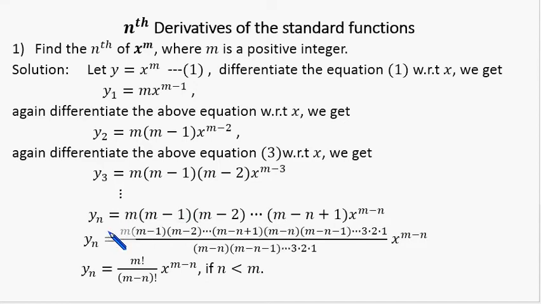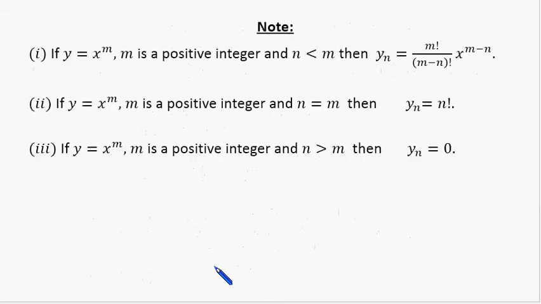So it can be rewritten as m factorial divided by m minus n factorial into x to the power of m minus n, if n is less than m. Note that if y is equal to x to the power of m, where m is a positive integer, and if n is less than m, then yn, the nth order derivative of x to the power of m, is equal to m factorial divided by m minus n factorial into x to the power of m minus n.